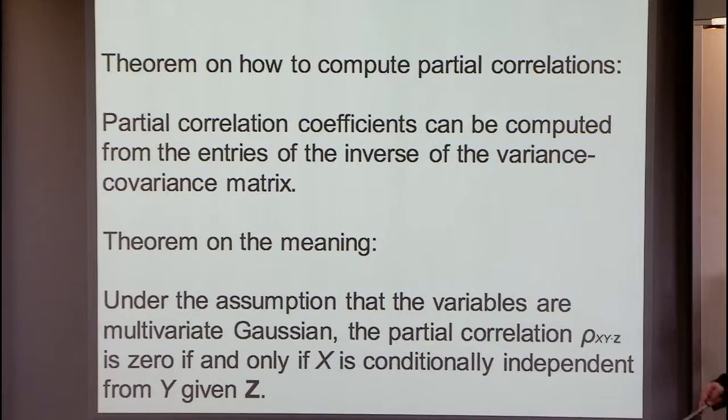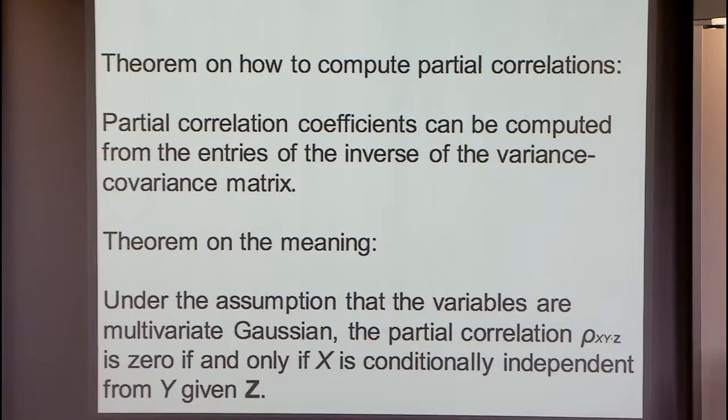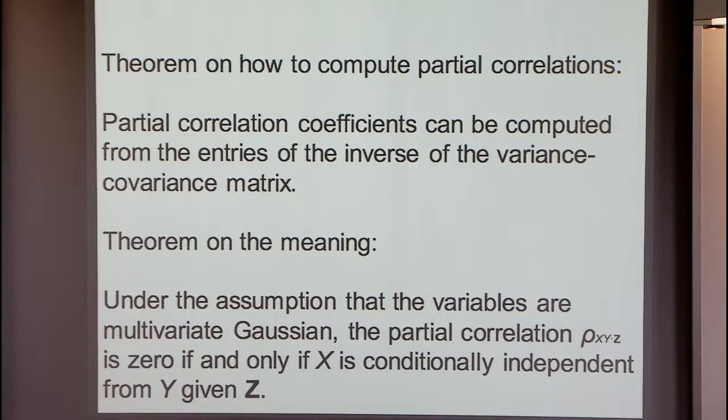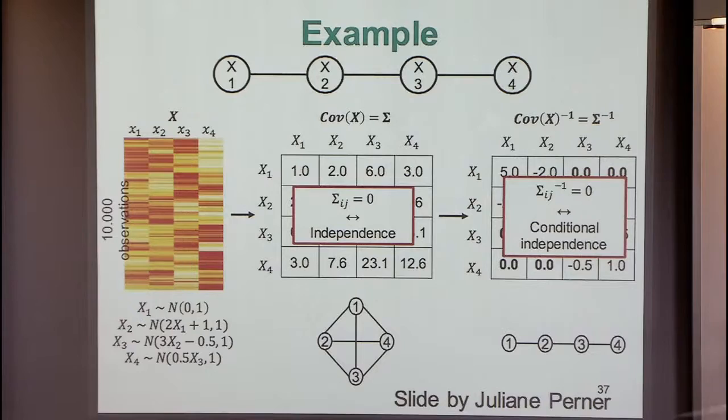and there's the theorem on the meaning: when the data comes from a multivariate normal, then the partial correlation is zero exactly when the variables are conditionally independent. And that's really what we want to get at. We want to find those variables that are conditionally independent, because in network reconstruction, one always eliminates those edges which are conditionally independent. Here's an example with numbers.